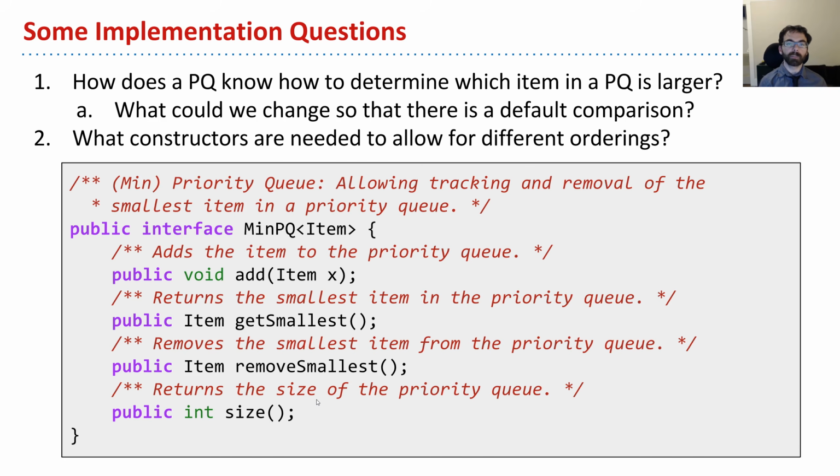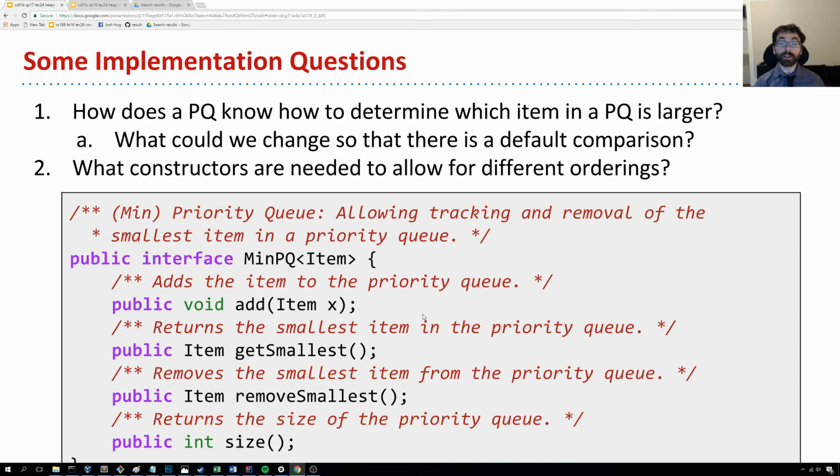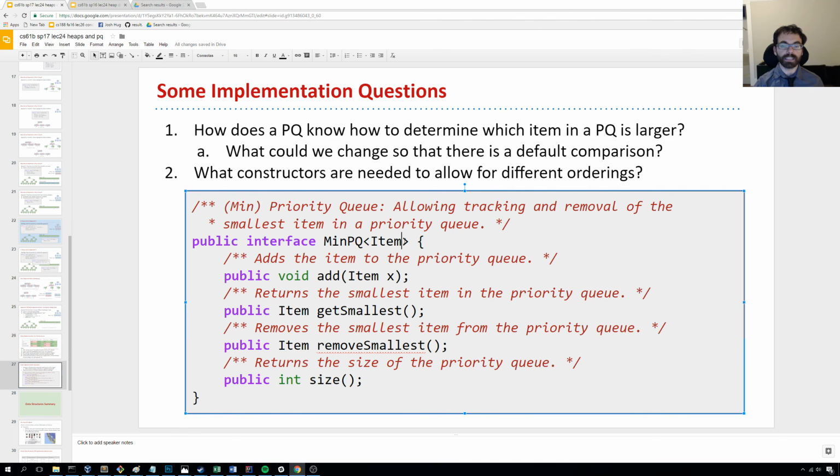So just a couple last implementation questions before we move on. How does a priority queue know how to determine which item is actually larger, like in Java? If we look at the code here, what would we need to change? Let's imagine that we wanted to have some default comparison. What we could do is go in here and say, we don't just take any item, but we only take items which extend Comparable item, basically set a type bound. That will now make it so that we can only use our priority queue with comparable items, and there'll be a default behavior.